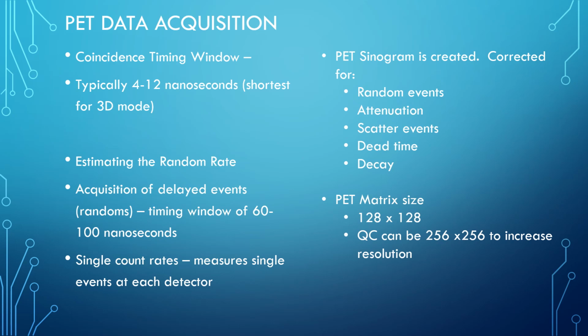And then the PET sinogram is created. The PET sinogram is corrected for random events, attenuation, scatter events, dead time, and decay that happens in the time that the scan went, because PET radiopharmaceuticals have a really short decay time, so those images end up being corrected for decay. The PET matrix is 128 by 128. QC can be 256 by 256 to increase the resolution.